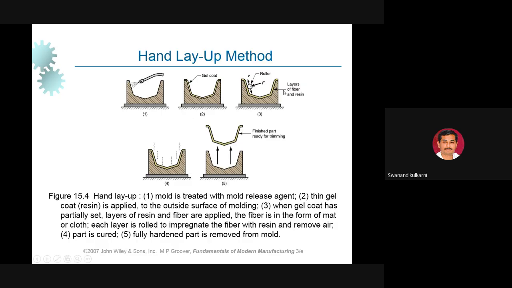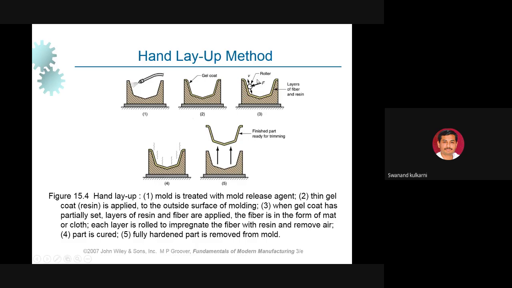Then as shown in this figure 3, when gel coat has partially set, the layers of resin and fibers are applied. Alternate layer of resin, then layer of fiber, then layer of resin. Like this, alternate layers of resin and fiber are applied here. So how many layers are we interested in? If we are interested in 3 layers of fiber, that much only. If we are interested in more than that, 20 layers of fiber may be applied here.